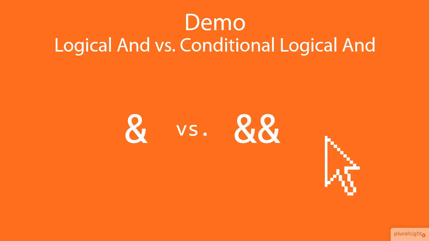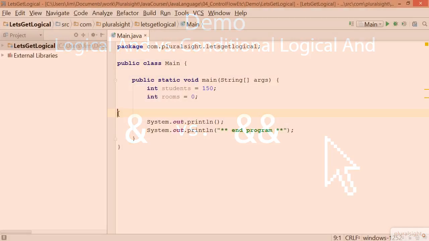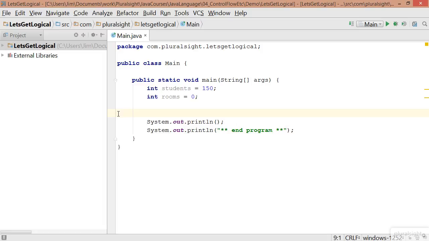Let's take a look at a demo comparing the behavior of a logical AND to that of a conditional logical AND. We have a simple program here where we have two variables declared at the top: students equals 150 and rooms equals 0.